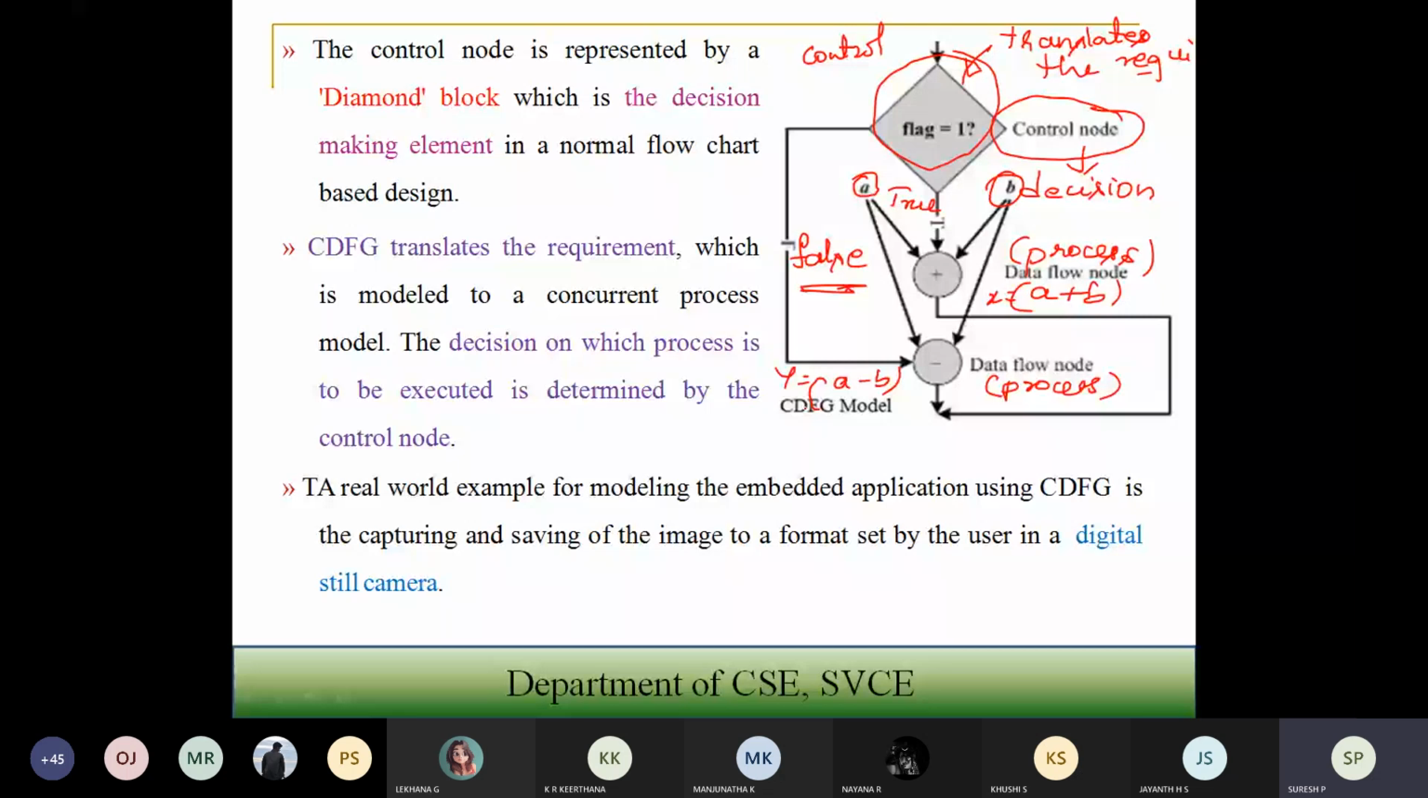That will be decided by the control node. Okay. So this is one real-time example for modeling the embedded application using control data flow graph.